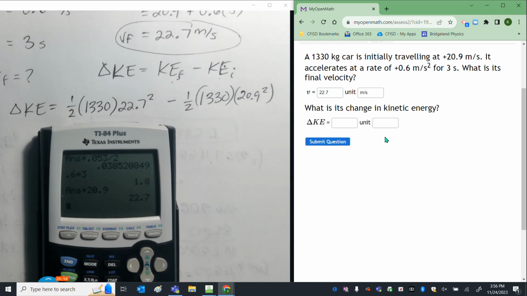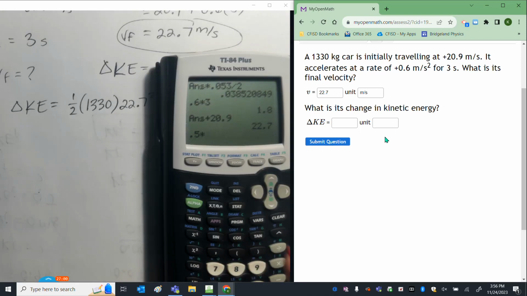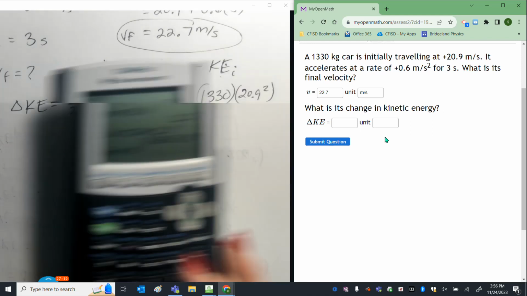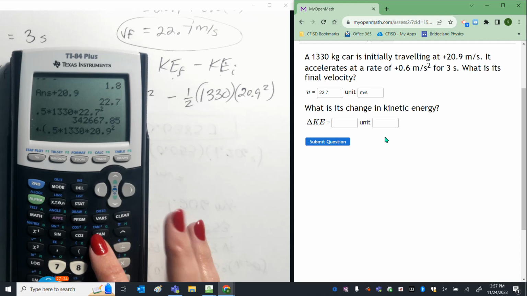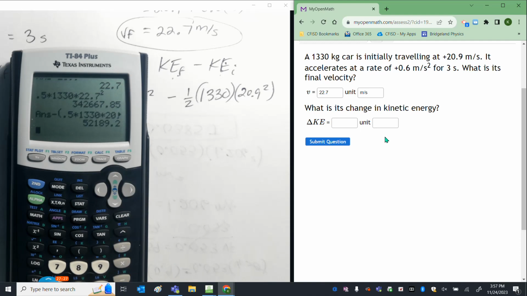All right, so 0.5 times, set it over here so I can see it better, 1330 times 22.7 squared. That's our final. And then from that, we're going to subtract. I'm going to put some parentheses around this so it keeps it together. 0.5 times 1330 times 20.9 squared. And that should be our change in kinetic energy. 52,189.2, and it should be in units of joules.